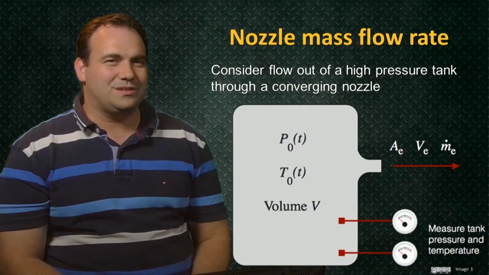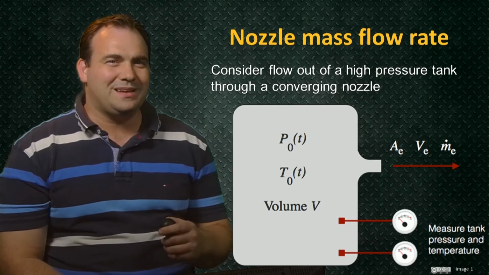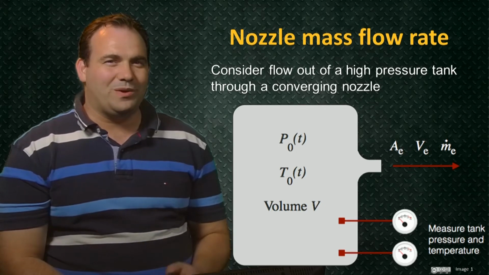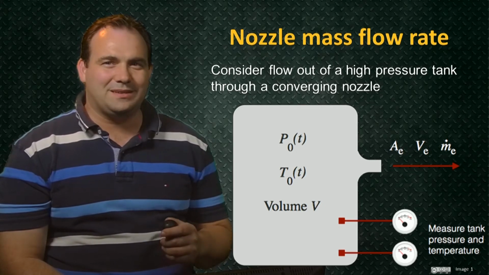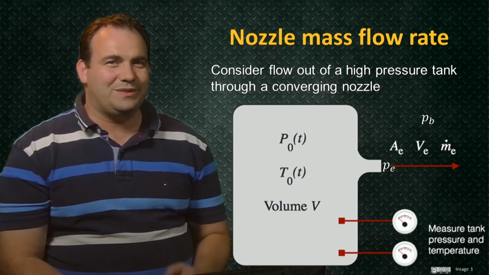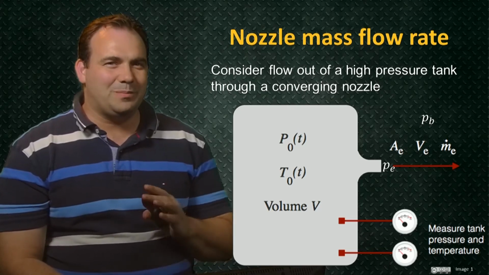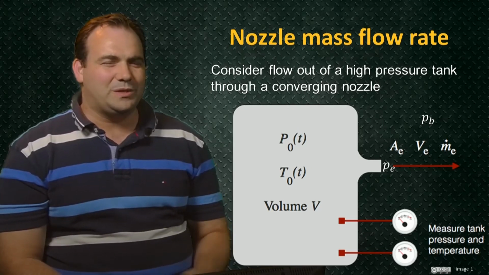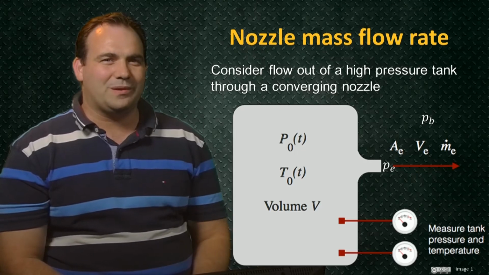If possible, the stored gas will be expanded and accelerated to the point where the pressure at the nozzle exit, PE, matches the pressure of the ambient air, PB. If this doesn't occur, there'll still be a pressure gradient in the flow which will induce it to accelerate further. Let's determine the mass flow rate escaping through the nozzle.